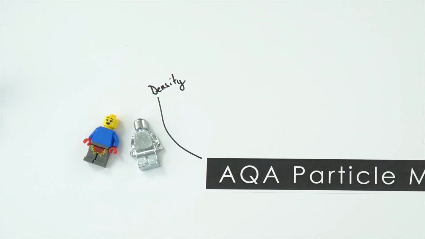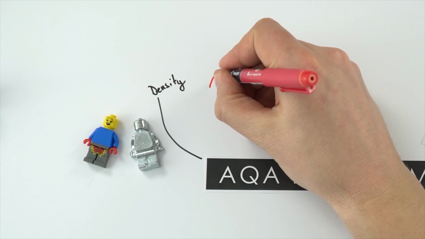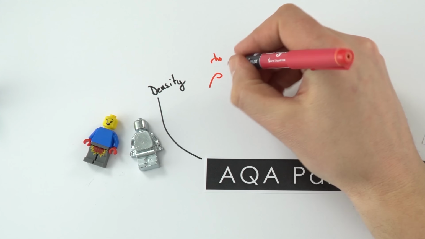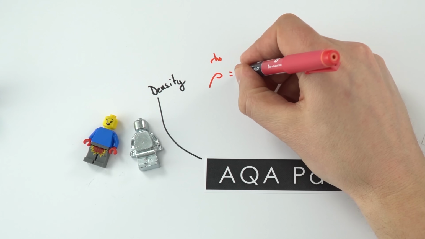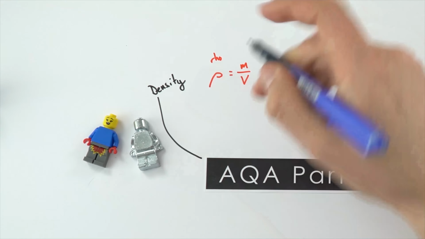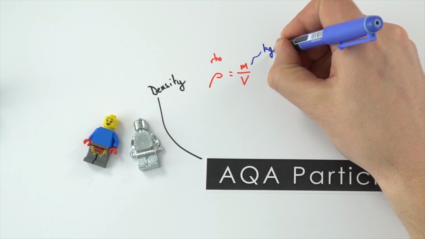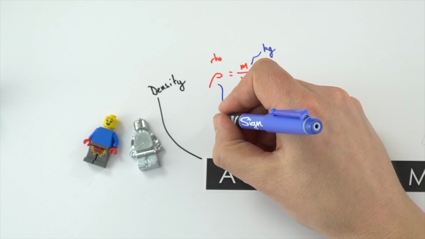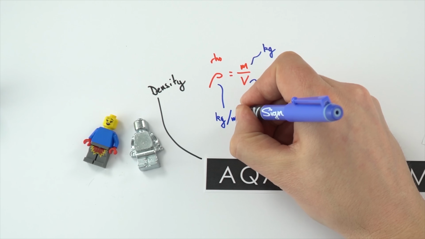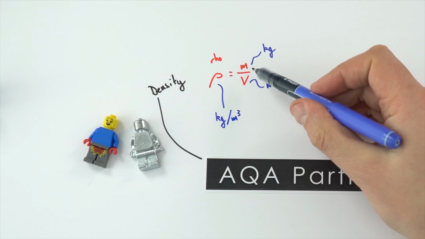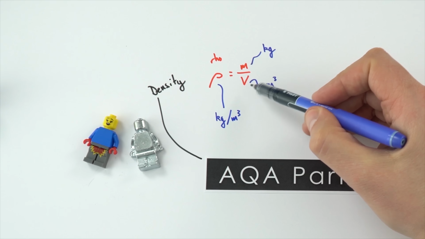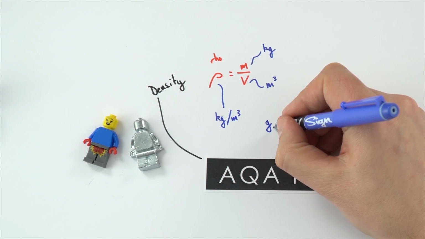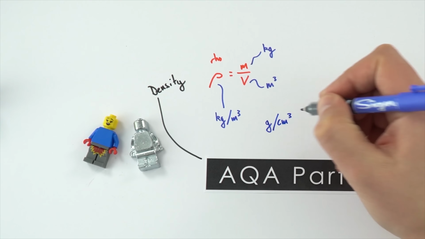Now, the way that we work out density, we use the symbol rho, so R-H-O. This is a Greek letter that we use to represent density, and it's equal to the mass divided by the volume. Now, because we always measure mass in kilograms and we tend to measure volume in cubic meters, this then gives our density in kilograms per cubic meter. Although sometimes if we were to measure our mass in grams or volume in cubic centimeters, depending on what we're measuring our quantities in, we could maybe look at the grams per cubic centimeter.